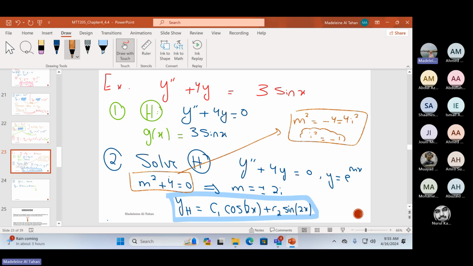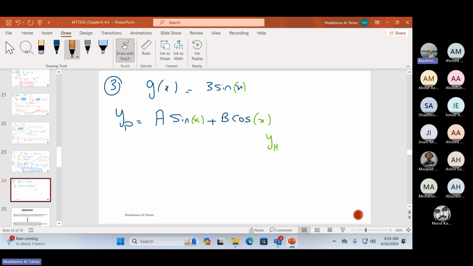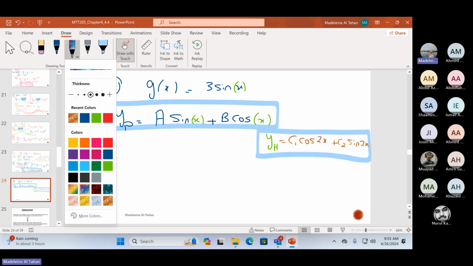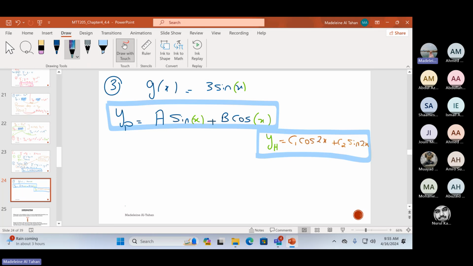Okay, so what's y? YH was C1 cosine 2x plus C2 sine 2x. We'll highlight them. And our aim now, before we accept or reject, we need to check if there is dependency or independency.